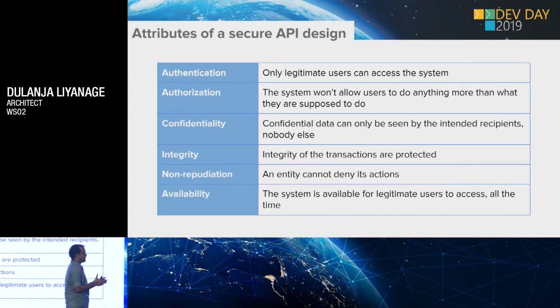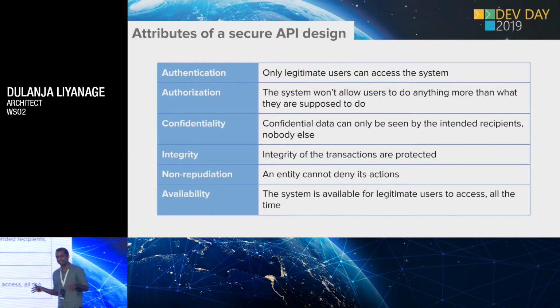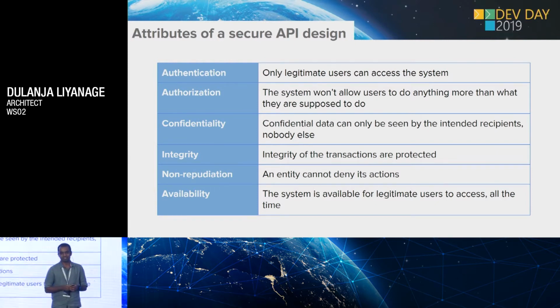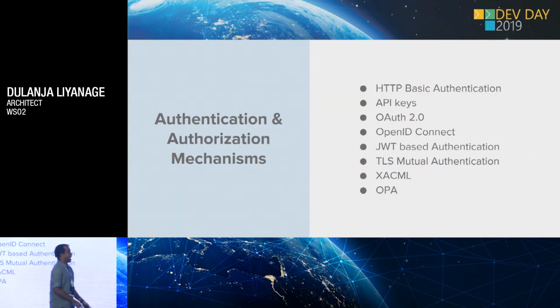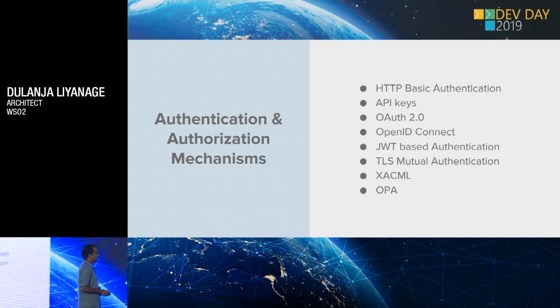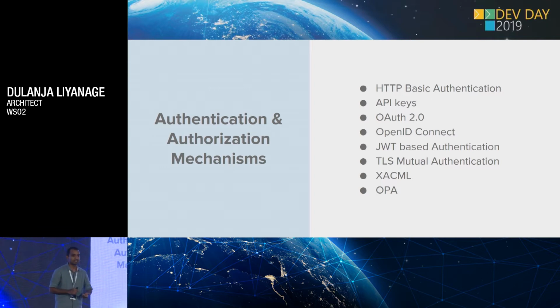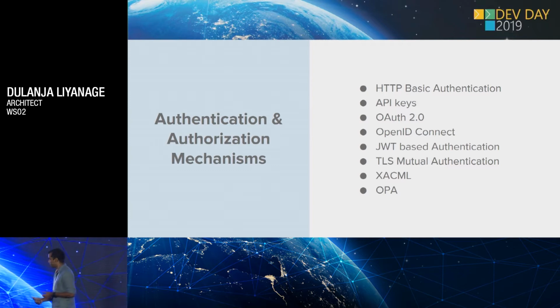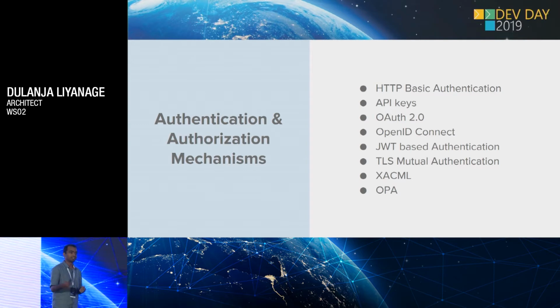In this session, I'm mostly going to focus on authentication and authorization. Those two themselves are quite huge, so we don't have enough time to cover everything, right? I am hoping to touch these areas you might be quite familiar with: HTTP basic authentication, API keys, OAuth 2.0, OpenID Connect, JWT-based authentication, TLS mutual authentication, XACML, and OPA, that is the Open Policy Agent. The last two are for fine-grained access control.